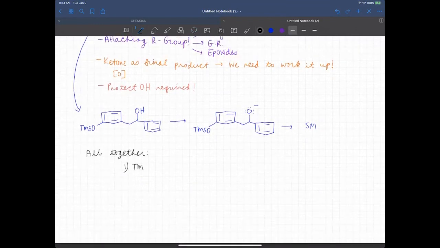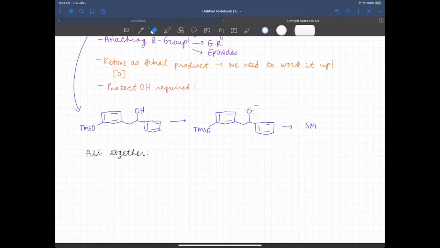You need to protect it first. In the presence of what? Water? DMF? Pyridine. Good. You can just write PY and you'll get the full credit. Okay, step two.